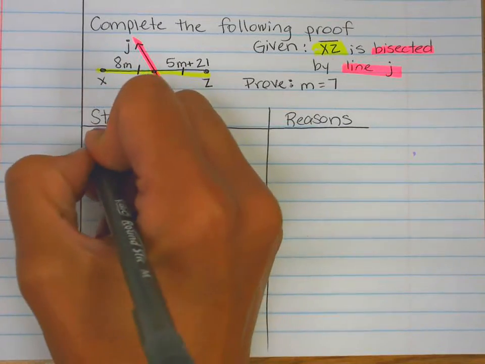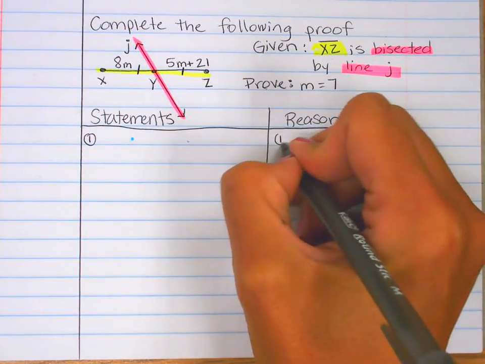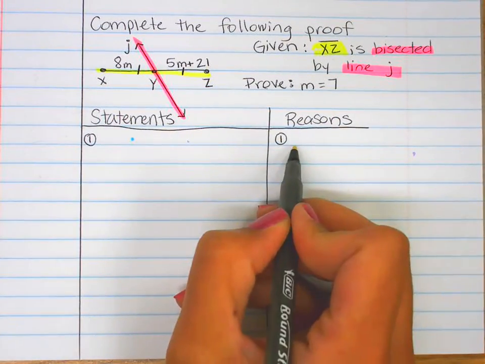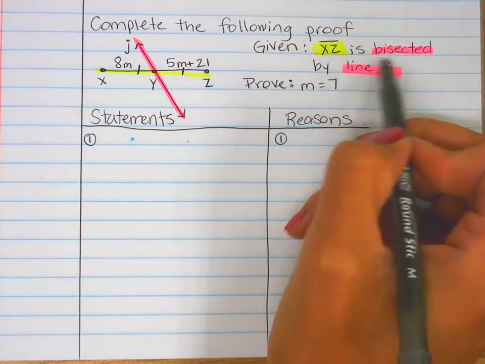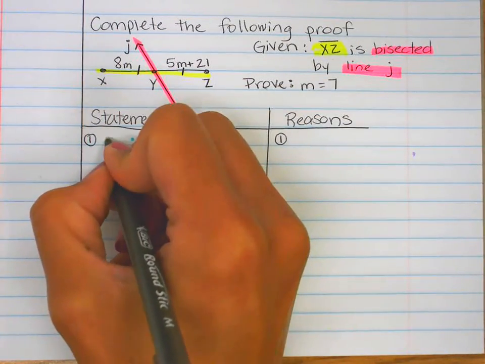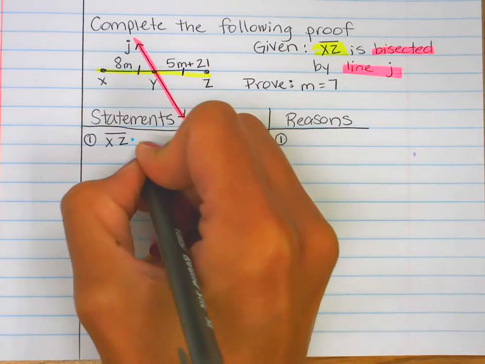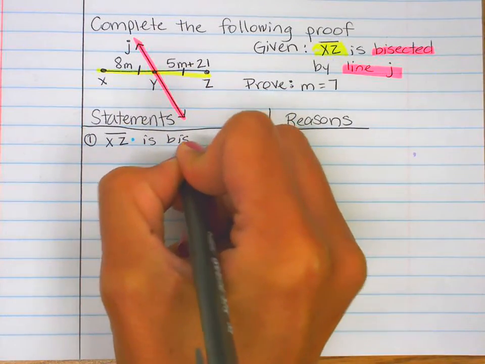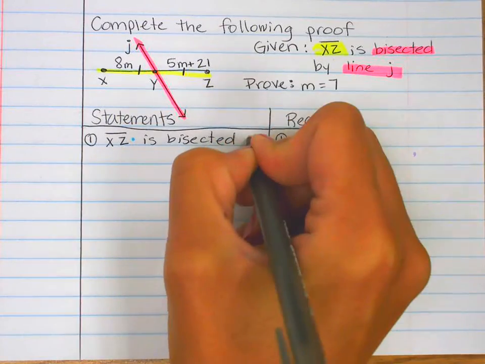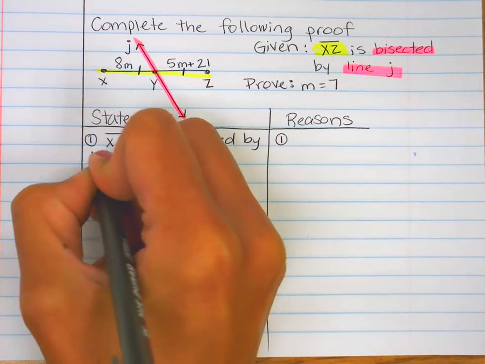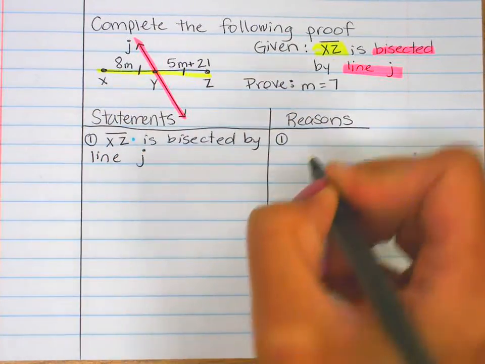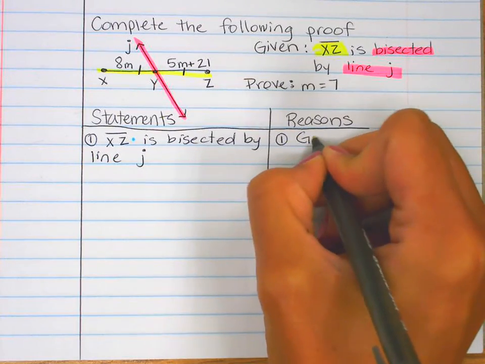You always start number one statement, number one reason. I look at what was given and I write that down. So statement number one, XZ is bisected by line J. Reason number one, given.